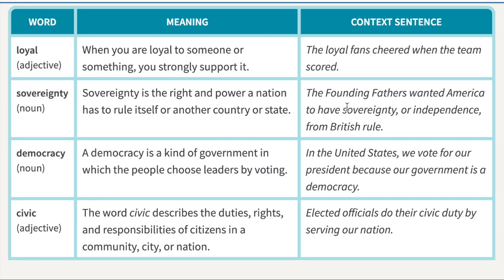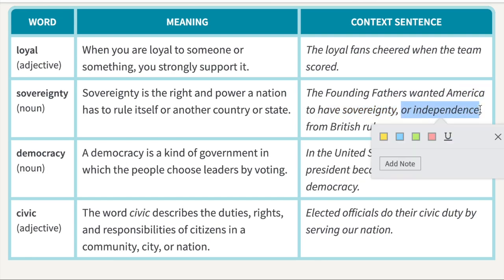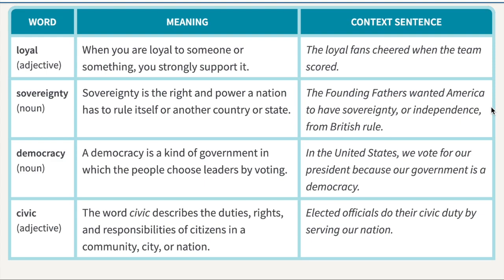The founding fathers wanted America to have sovereignty or independence from British rule. Now, it's great when you can find a sentence like this where it has a tricky word and then it has "or" and another word, because that's a trick that authors use to tell you what the first word meant. The founding fathers wanted America to have sovereignty or independence, so right there the writers were like, ooh, you might not know the word sovereignty. It means the same as independence. It's the right to rule yourself, in this case.